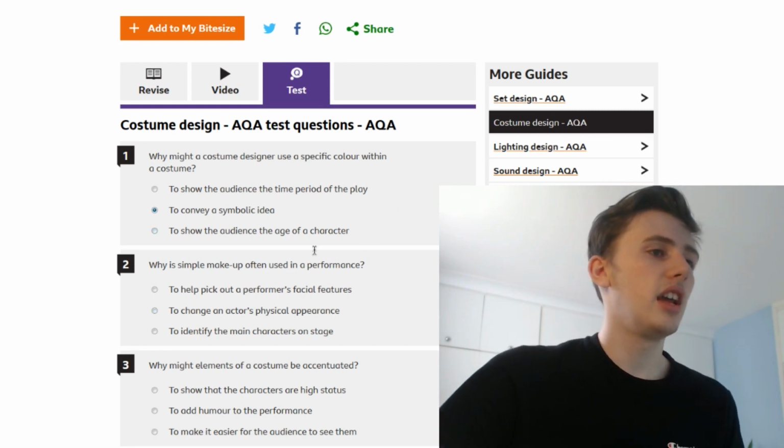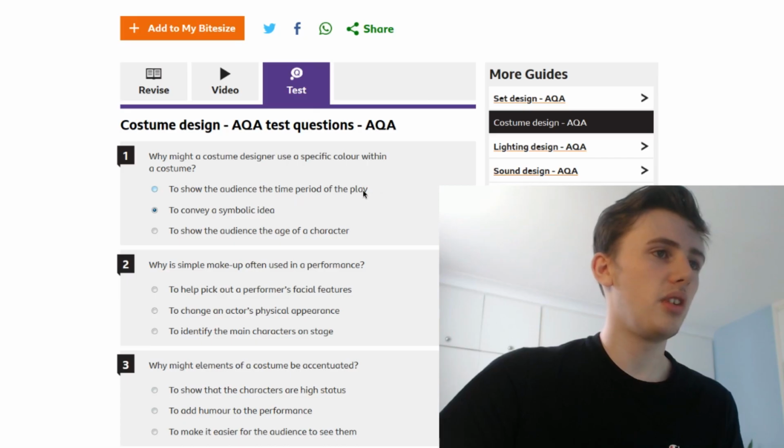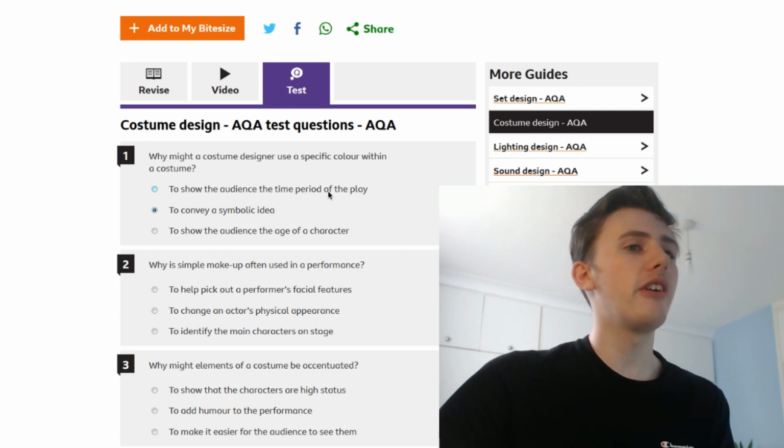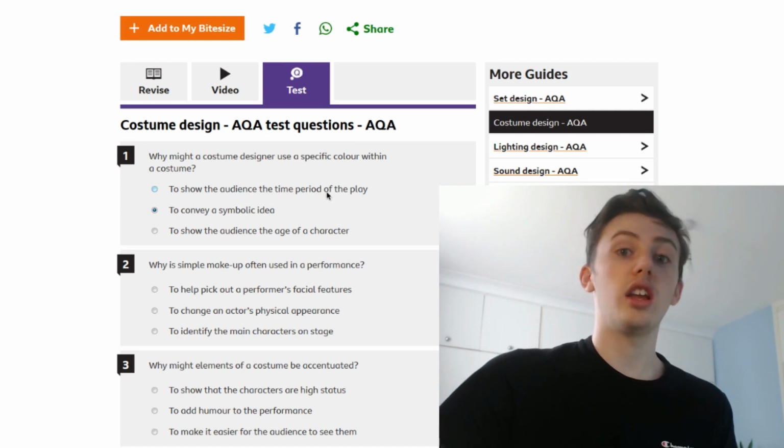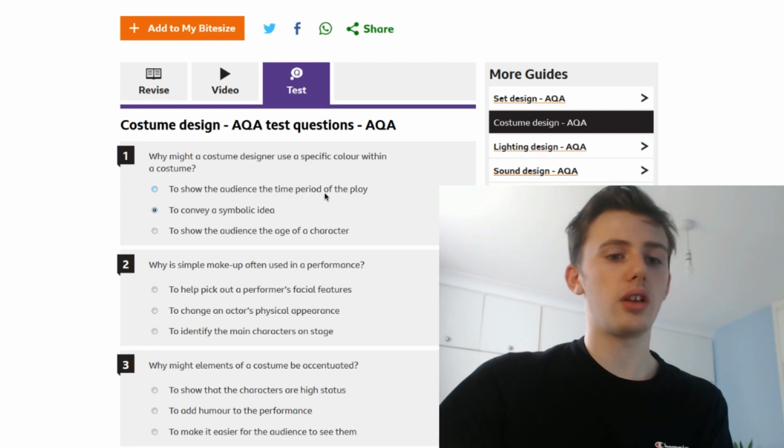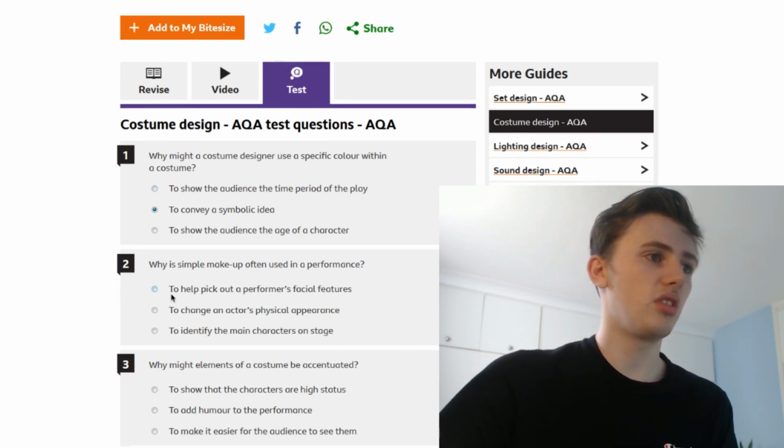It can't be age of character. Like, what? You turn 15, you only wear red? How does that work? Time period of the play. It can't be that one, but I feel like it could be, because during Gothic times, obviously Gothic was a time period, and they always wore black and red and stuff.